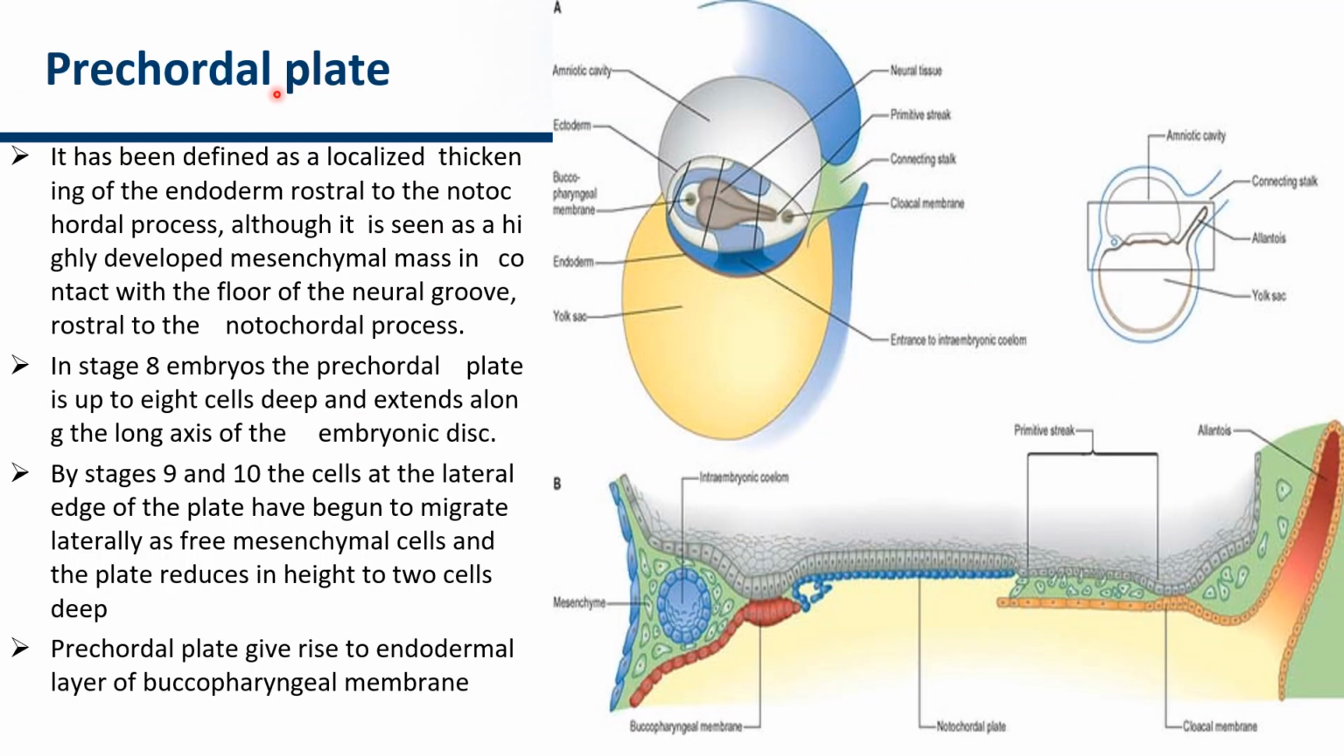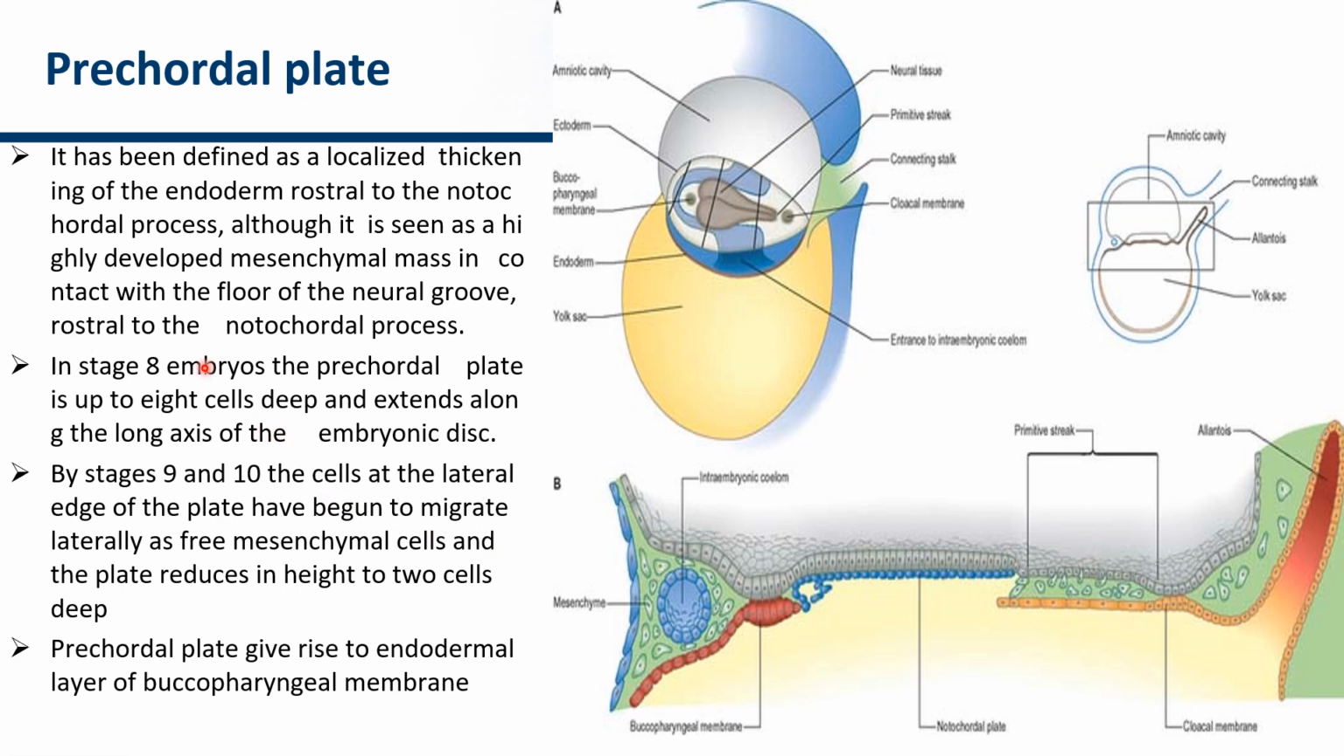Another structure very important is the precordal plate. What is the precordal plate? It is defined as a localized thickening of endoderm rostral to the notochordal process. In this diagram, you can see this is the notochordal process, and this area is called the precordal plate. This is the localized thickening of the endoderm cranial to the notochordal process. Although it is seen as a highly developed mesenchymal mass, it is in contact with the floor of the neural groove. You can see this is the area of the neural groove, and this precordal plate is in contact with the floor of the neural groove, which is cranial to the notochordal process.